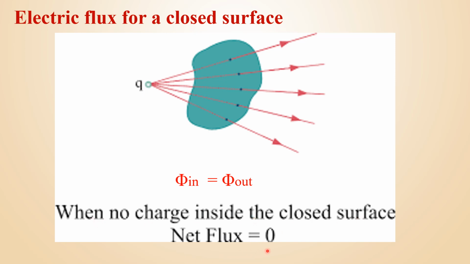You can see in the figure here, the number of electric field lines entering the closed surface are 1, 2, 3, 4, 5 and the number of electric field lines leaving the surface are also 5. So we get net flux equal to 0.